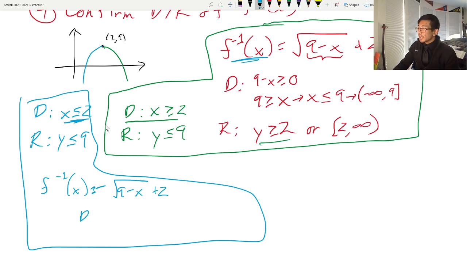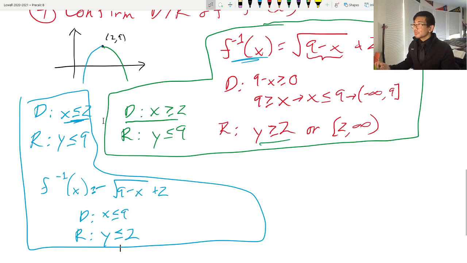And then the domain of this inverse is going to be all the x's less than or equal to 9, as it should be. And then the range should be all the y's that are less than or equal to 2. So hopefully this video kind of cleared that up and helped show you what happens when I take the inverse of a function that does not start off 1-to-1.